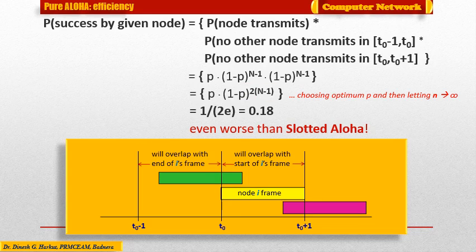And as n tends to infinity, this comes out to be 0.18, exactly half of that of slotted ALOHA. This then is the price to be paid for a fully decentralized asynchronous pure ALOHA protocol. The efficiency is exactly half that of slotted ALOHA.